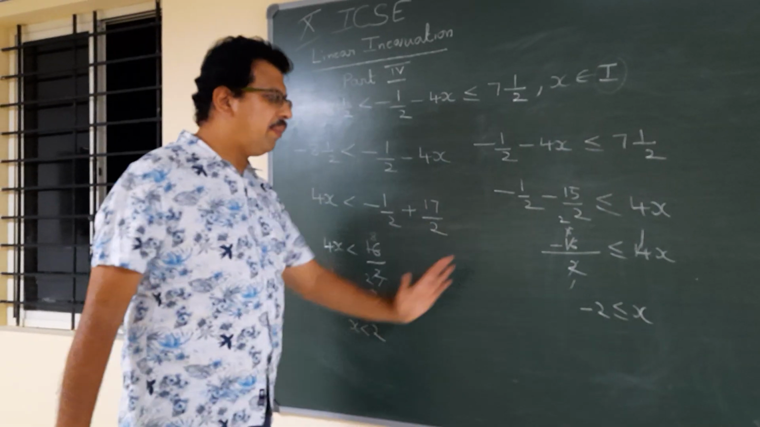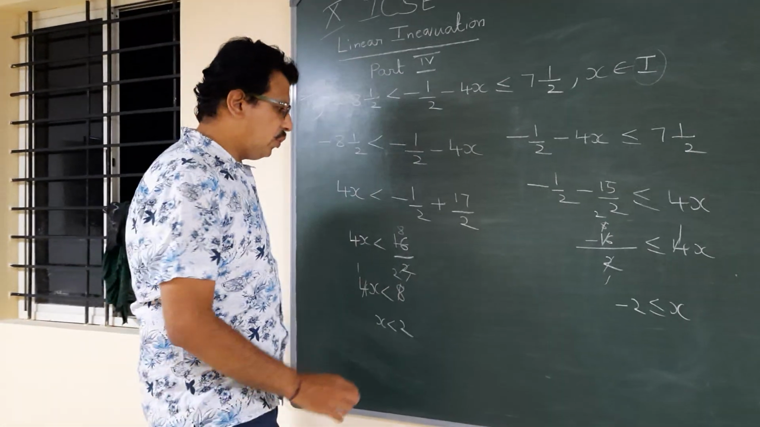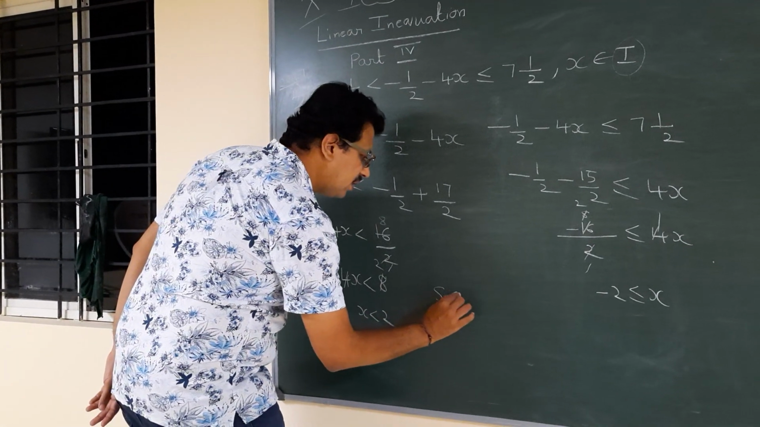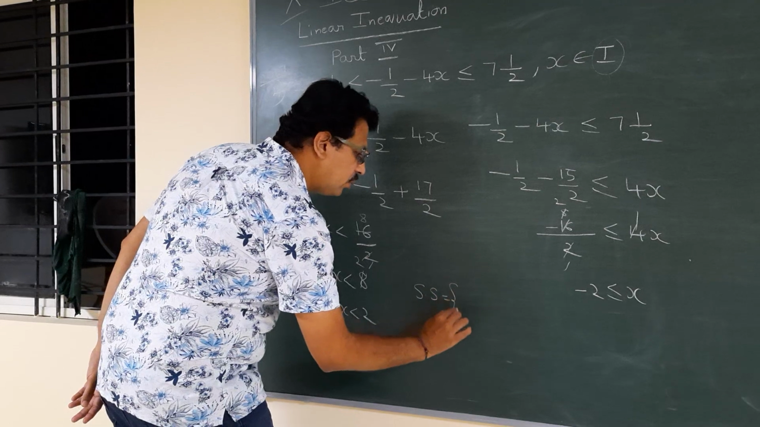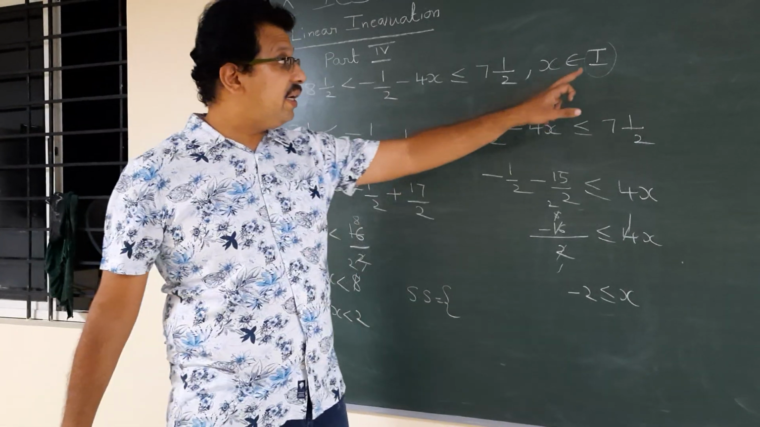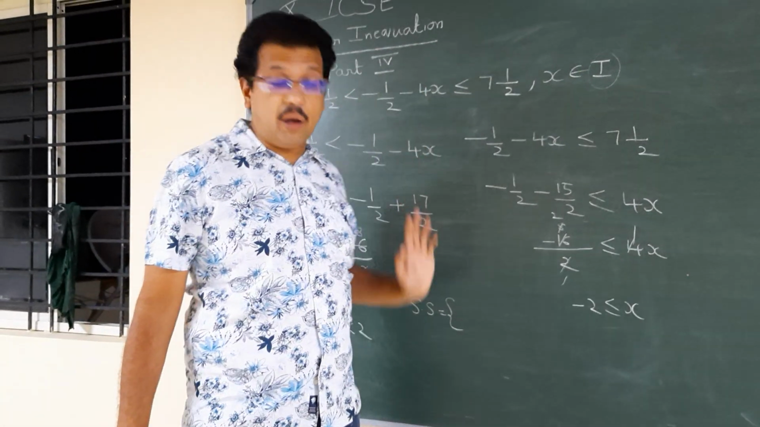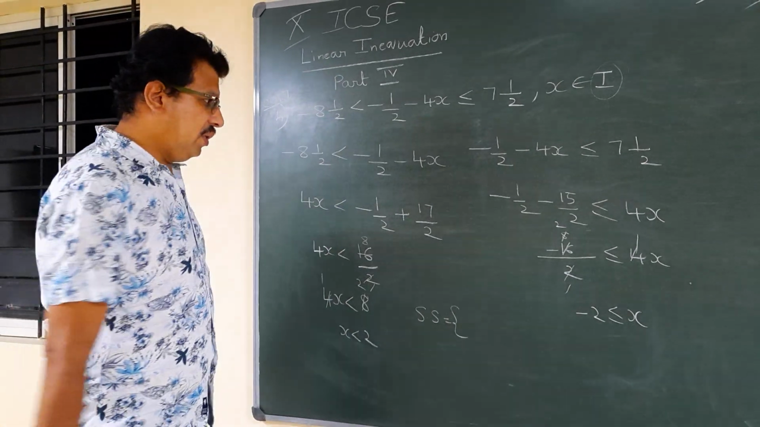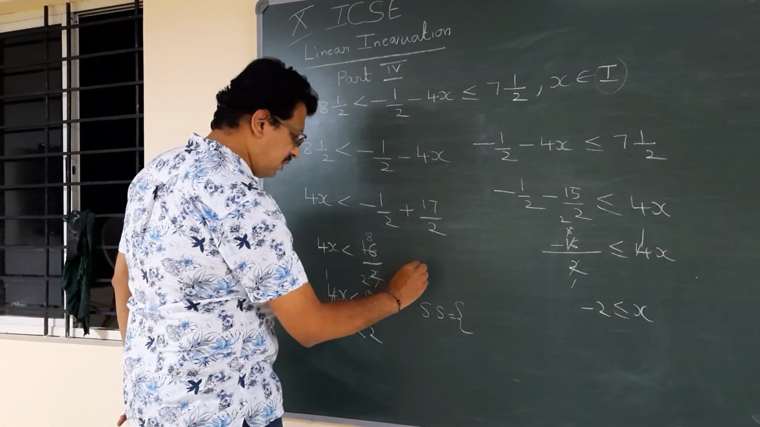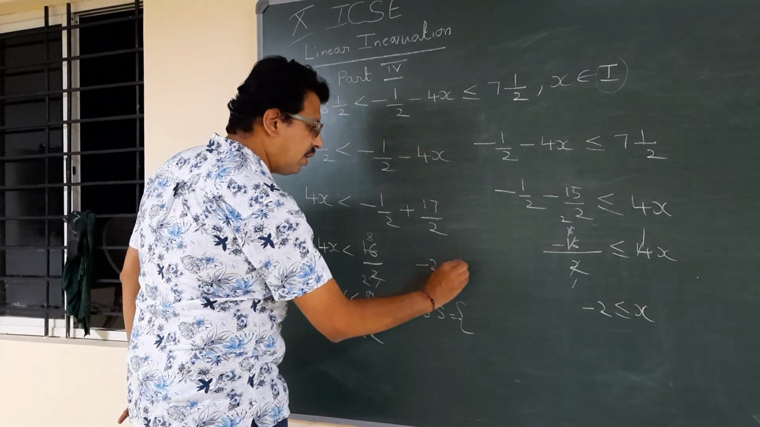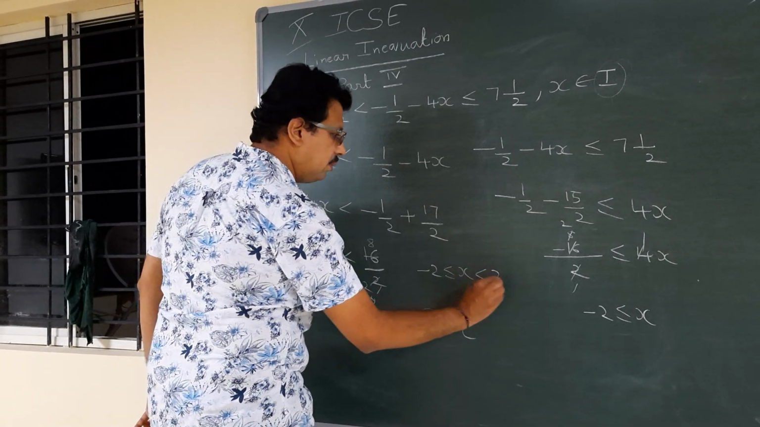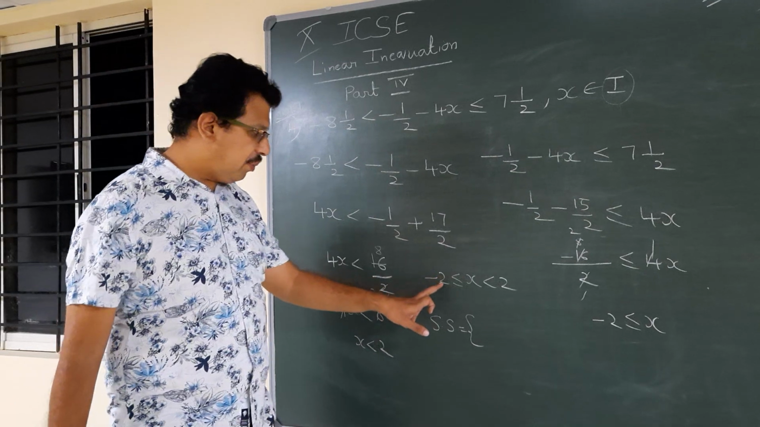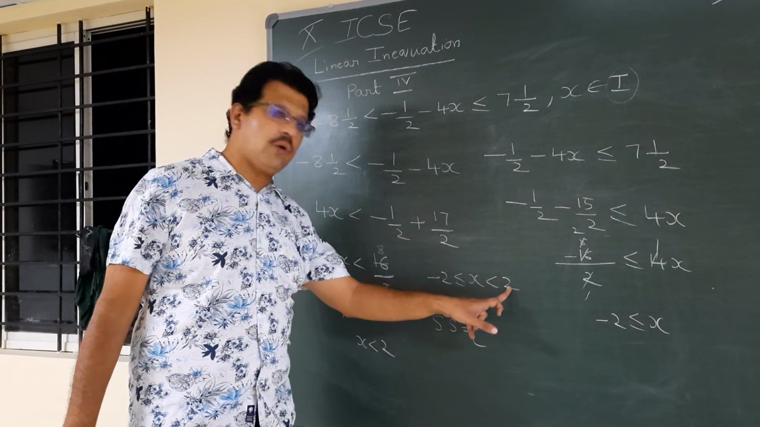And now you have to combine these two inequations. So what is the solution set? See, the solution set is very important to write here, because every time we used to write in set builder form. Now we are not going to write in set builder form. We are going to write in roster form. So you can see from these two inequations it is minus 2 less than or equal to x less than 2. So here minus 2 is included, but 2 is not included.